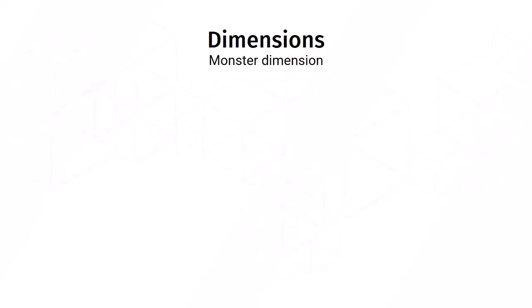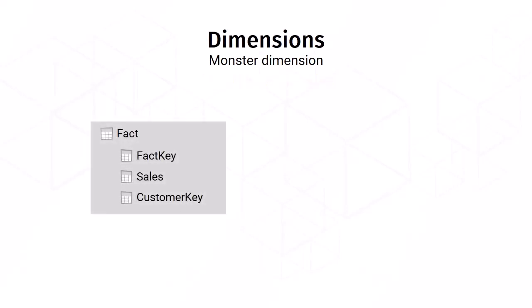Monster dimension. Another type of dimension is the monster dimension. The monster dimension is one of the easiest dimensions. A monster dimension is simply a very large dimension. If we look at the fact table, it may contain millions of records at any given moment. After all, you are tracking all sorts of sales or other relevant information. A dimension can also grow very fast.